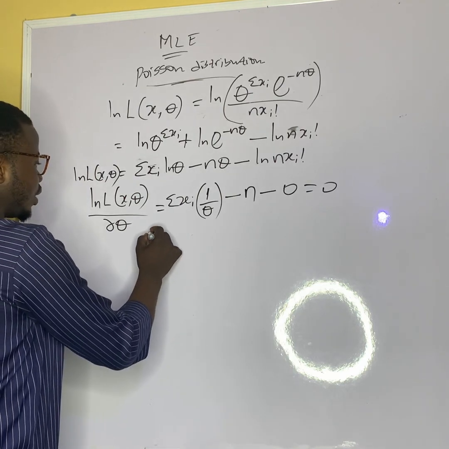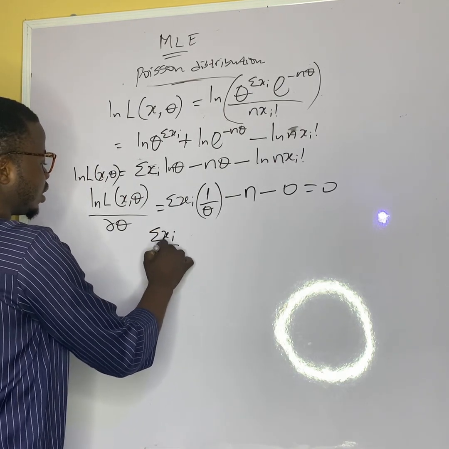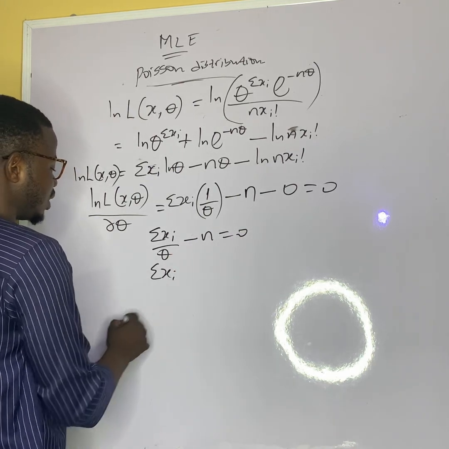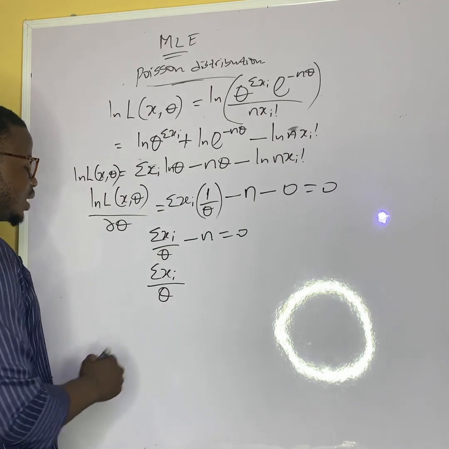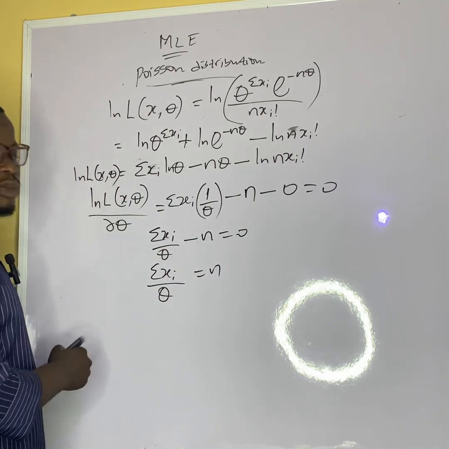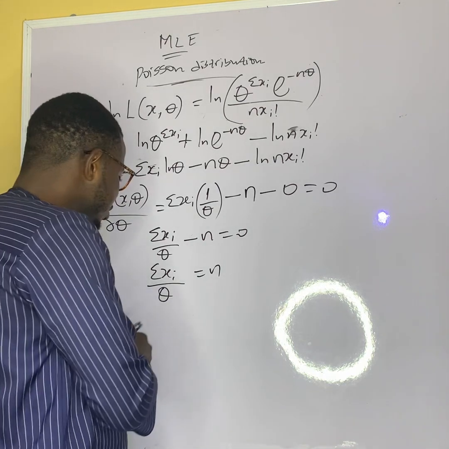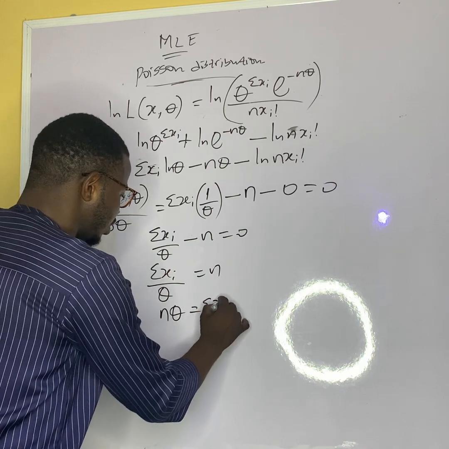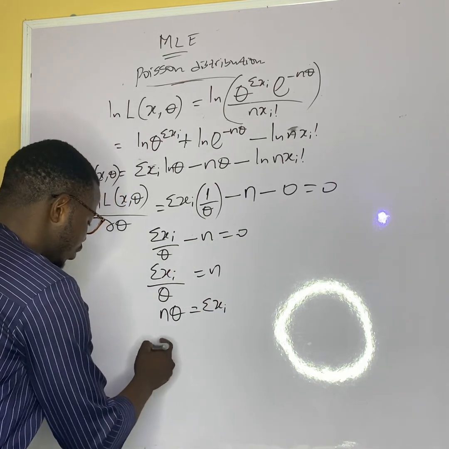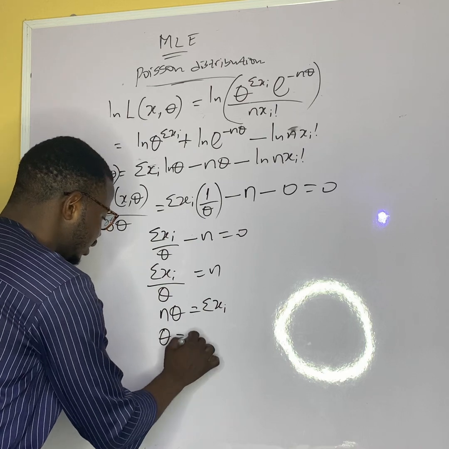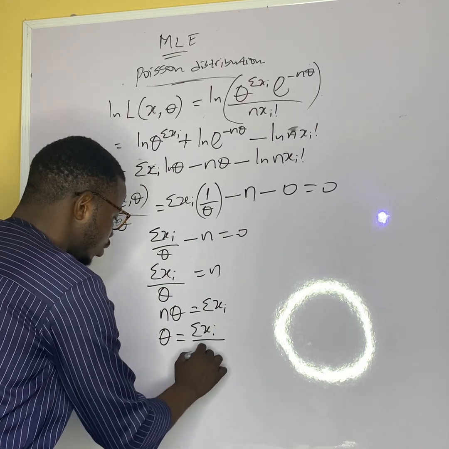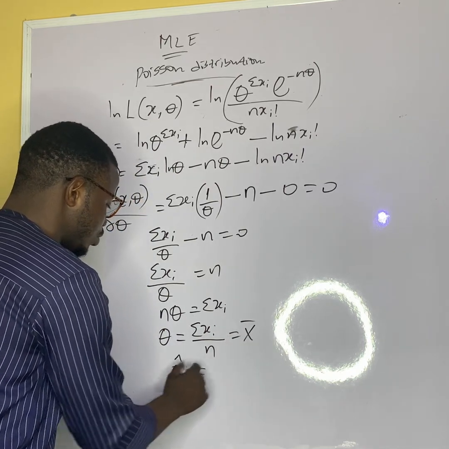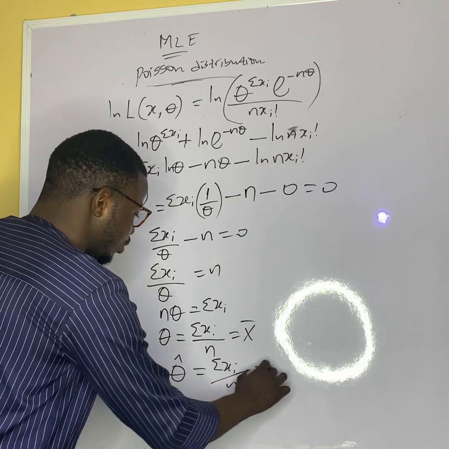From here we have summation xi over theta minus n equals 0. We can also rewrite it as summation xi over theta equals n. From here we can cross multiply, and that will be n theta equals summation xi. That means the value of theta is equal to summation xi over n, which is the same thing as x bar. So we have theta hat equals summation xi over n equals x bar.